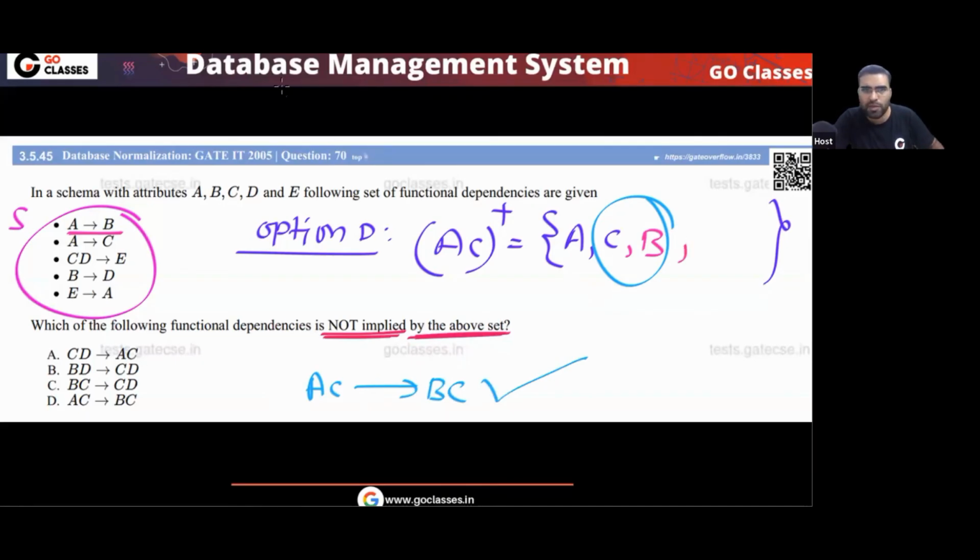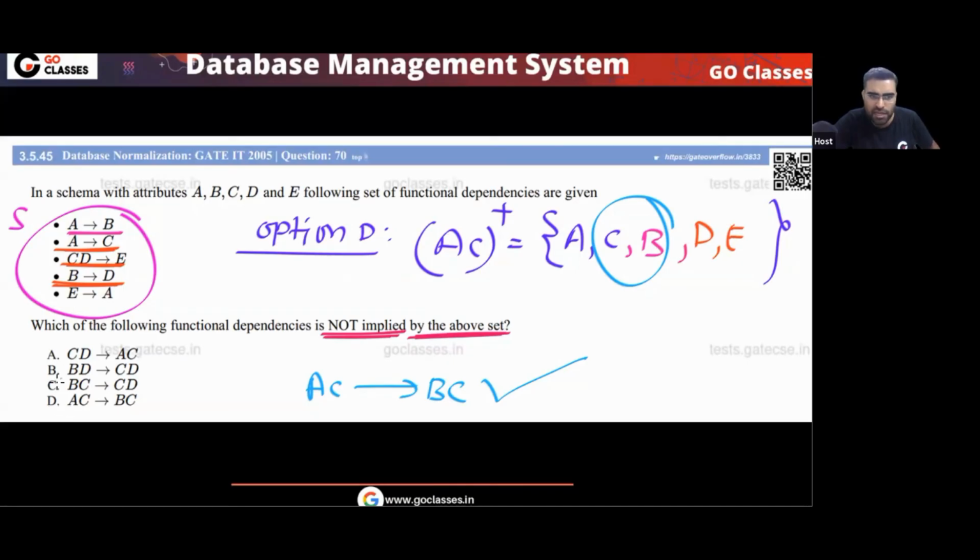But anyway, tell me the complete AC closure. You can see A can determine C. We already have C. Next, B can determine D, so you got D also. Next, CD can determine E, so you got E also. So you got everything. So anyway, I can say this is also implied.